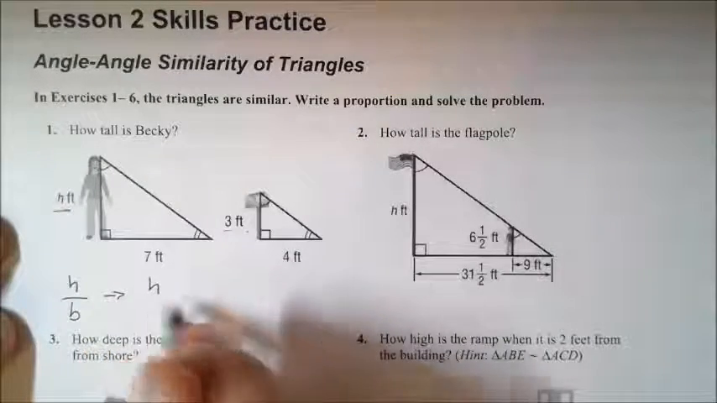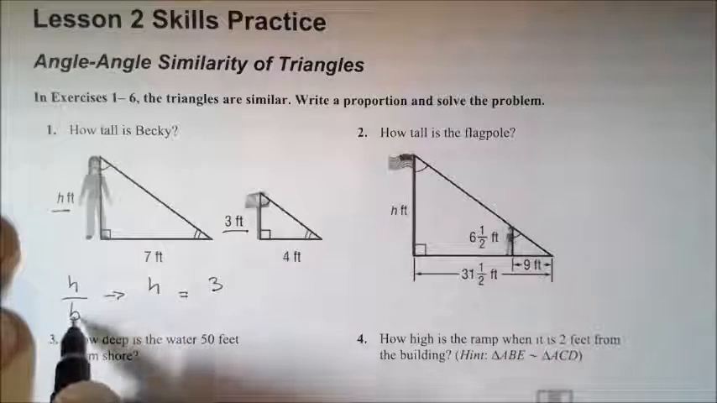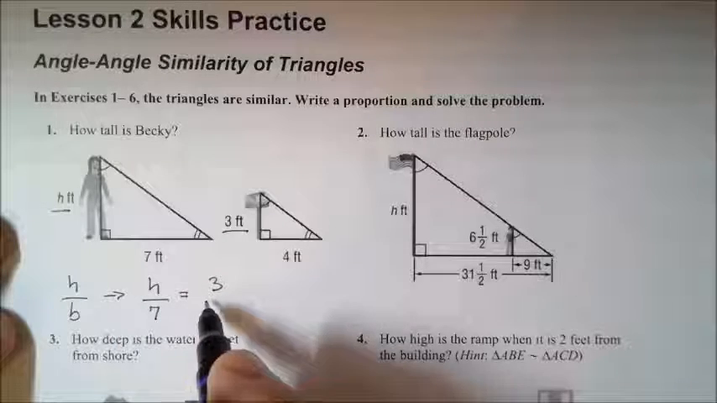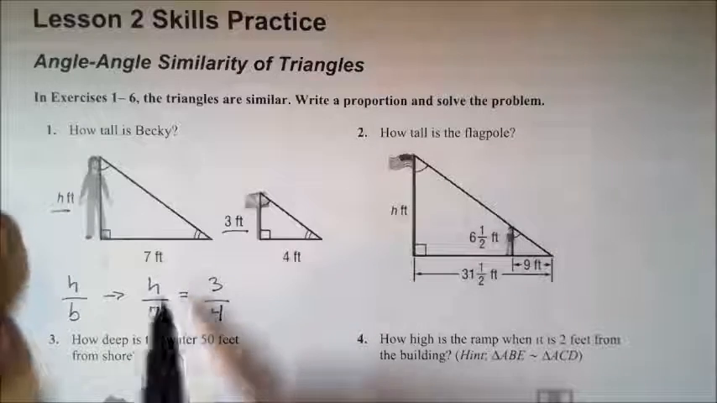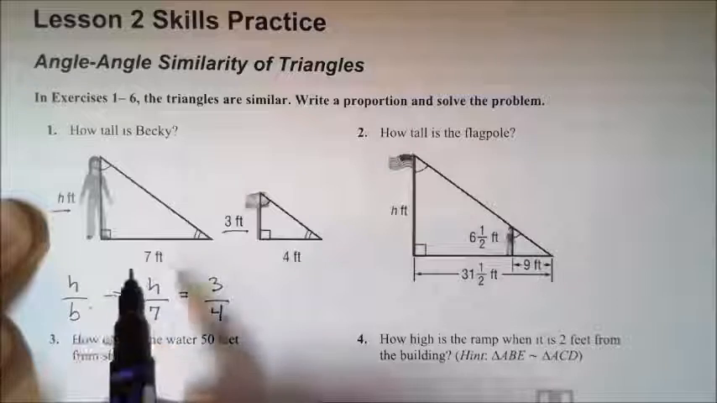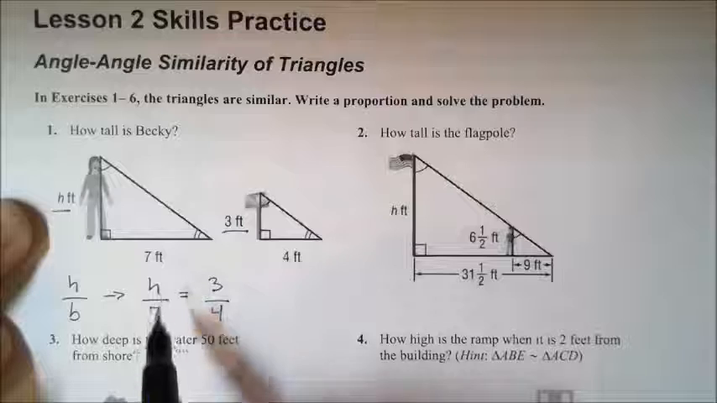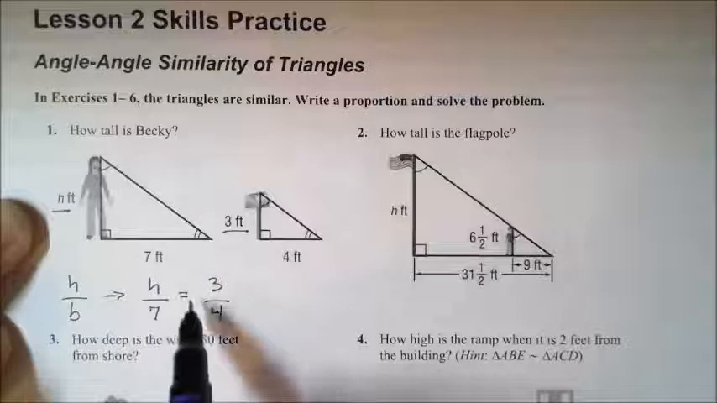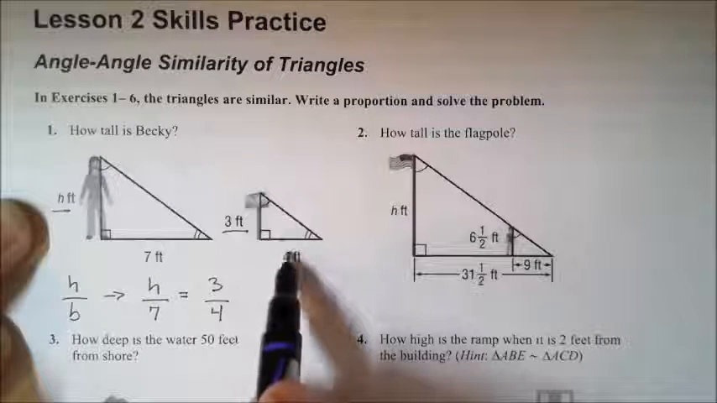H is equal to 3. Now I'm going to deal with the bases, and I'm going to go from left to right. 7 is equal to 4. So notice that I have my height equal to this height, and then for the base I have this base equal to this base. Notice that the h and the 7 are both from the first figure, and that it's set equal to another proportion, which is my second figure, 3 over 4.